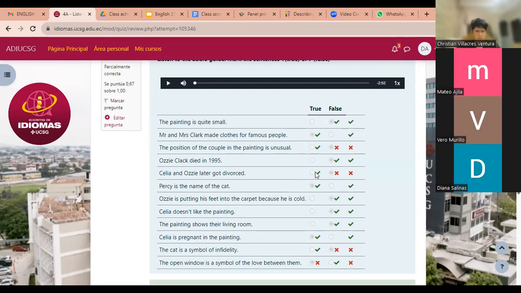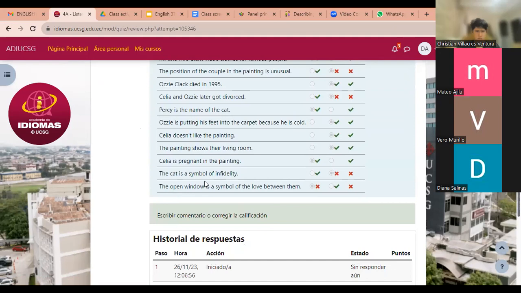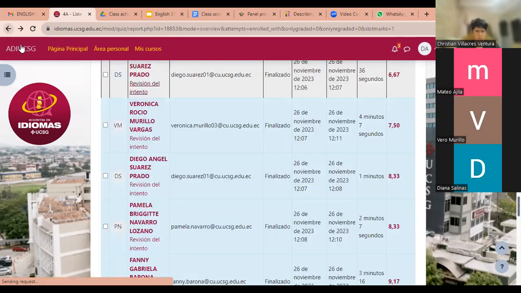Got divorced. That's true. Okay. Symbol of infidelity.